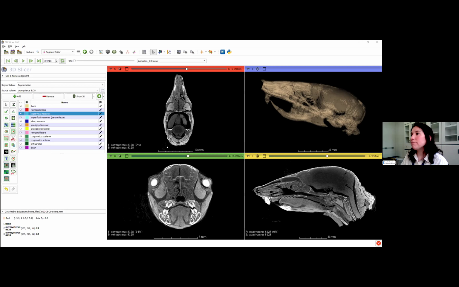So here we have a specimen already open in 3D Slicer. As we can see, we have four different screens showing different cuts of the material: a coronal cut, a transversal cut, and a sagittal cut, which is very useful when we are trying to identify different masses or structures, because a structure may not be so easily seen in one view, but more easily seen in another view. So it really helps through the segmentation process.